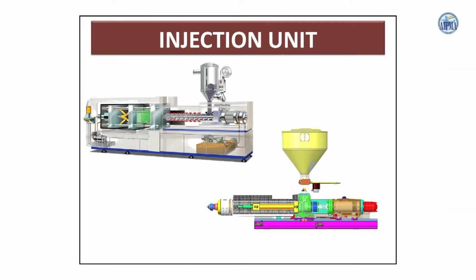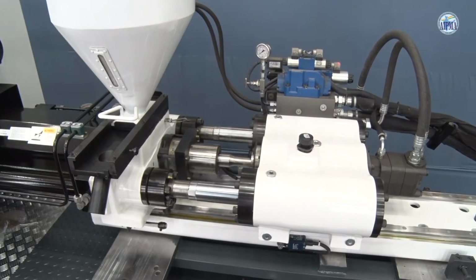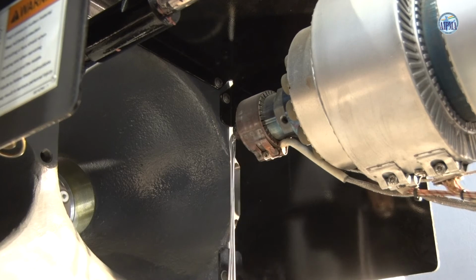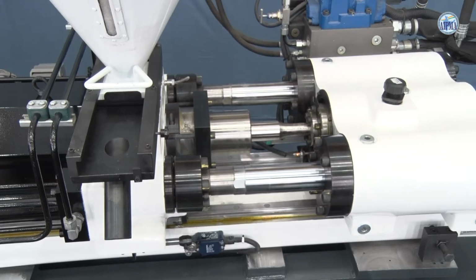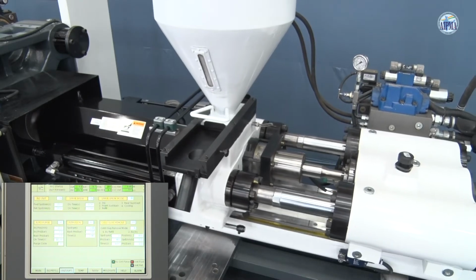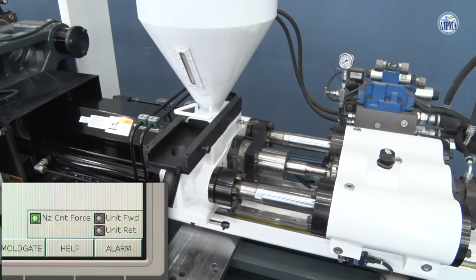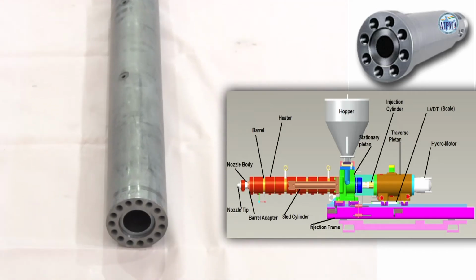Let us understand the injection unit construction and its functions. Feeding of plastic material into barrel. Plasticizing and conveying plastic material. To inject plastic material with high pressure in the mold. Generates contact force to prevent material leakage from nozzle. Major components of injection unit.